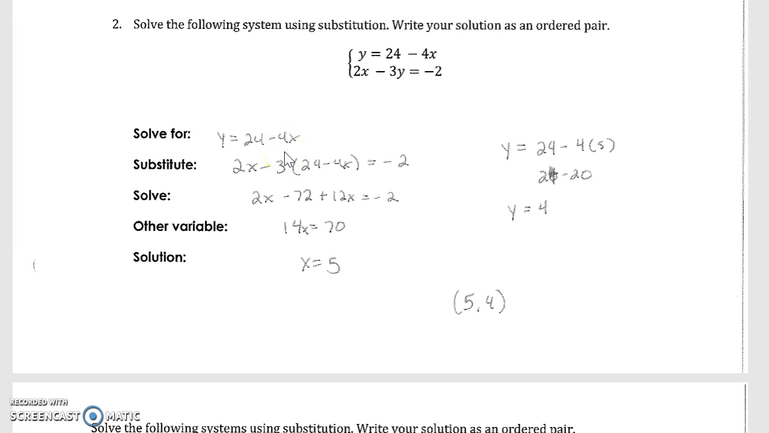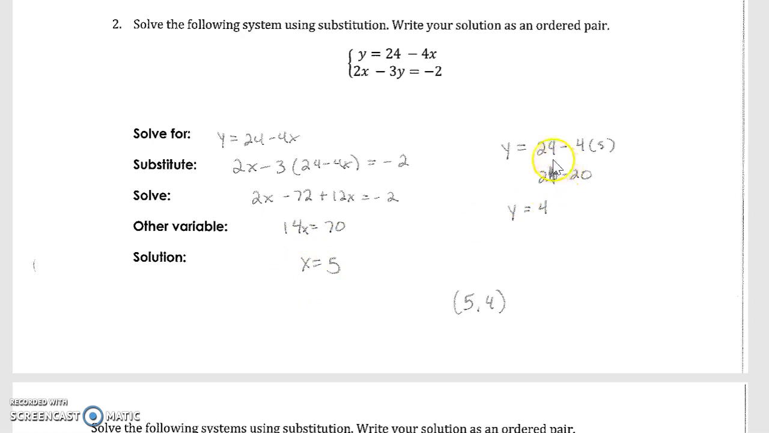You can then go into step 2, which is substitution. Again, this says y equals, so you're going to replace the y. 2x minus 3 times 24 minus 4x, make sure it's in parentheses, is equal to -2. And distribution would be your next step, so -72, positive 12x, because you're distributing a -3. Your like terms, you have a 12x and a 2x, so those go together and get you a 14x. You're going to add 72 to the other side, which gets you 70. Divide by 14, x is equal to 5.